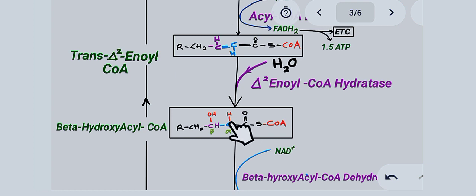We have got another hydrogen now. That H is also coming from water. So in step 2, we are adding water. The enzyme catalyzing this reaction is called enoyl CoA hydratase.